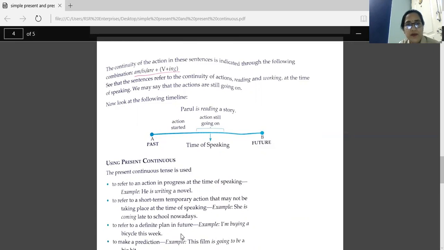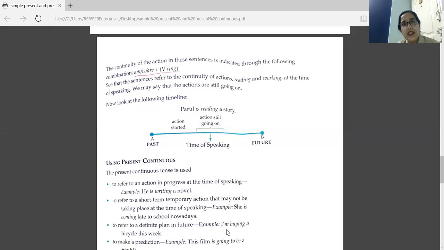See this next one: to refer to a definite plan in future. Some planning is there which is going to be done at some future time. There you can use present continuous tense. I am buying a bicycle this week. It will happen at some future time, but it's a definite plan. There you have to use "am buying," that is present continuous tense.